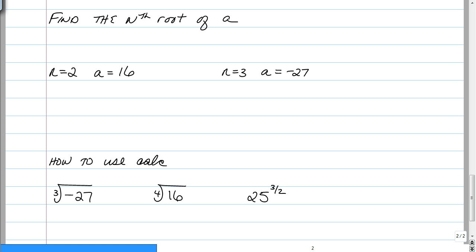Finding the nth root of a. If I ever ask you to find the nth root, that means the n is your index and the a is what goes inside. So what is obviously the square root of 16? You would just say 4. And what is the cube root of negative 27? Well, we already know that's a negative 3.